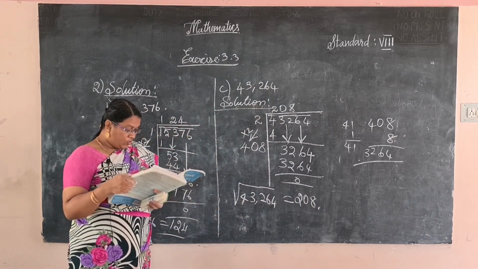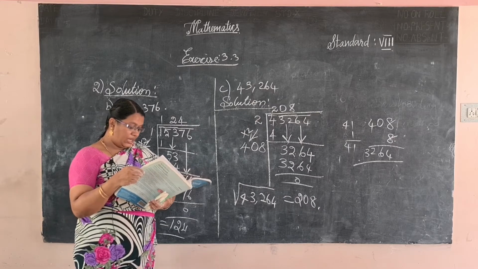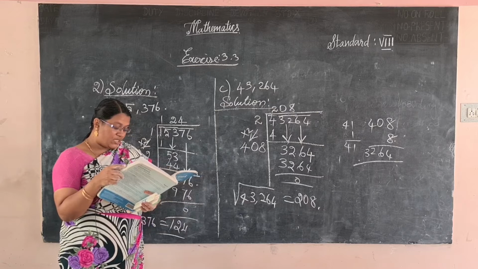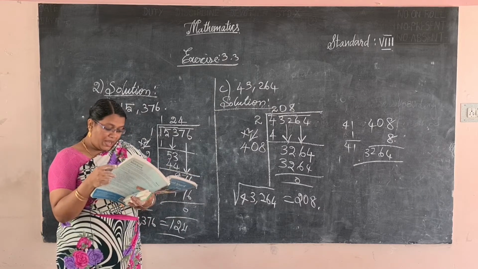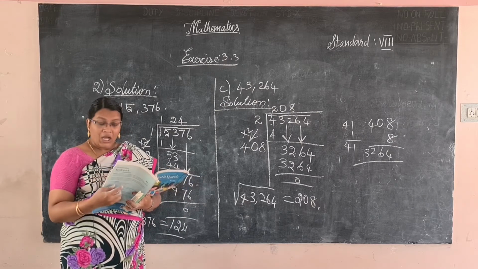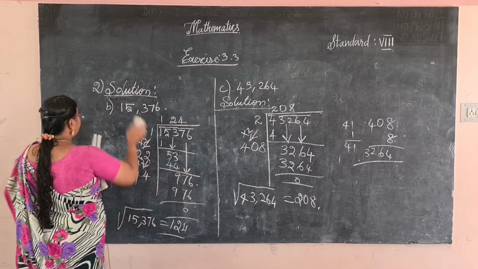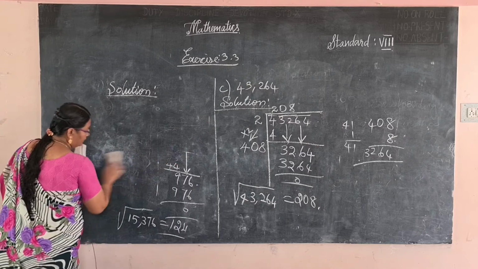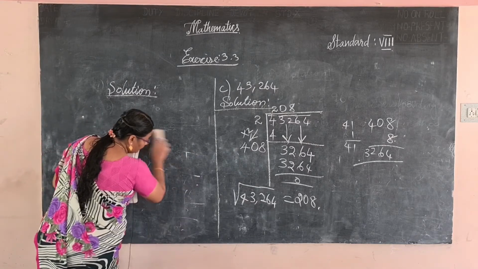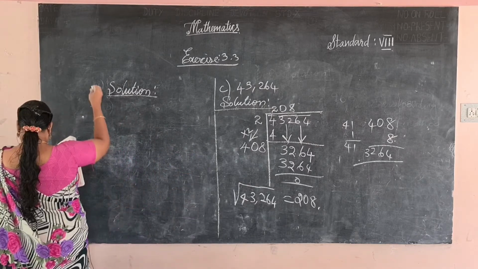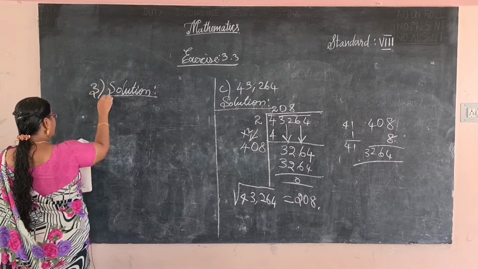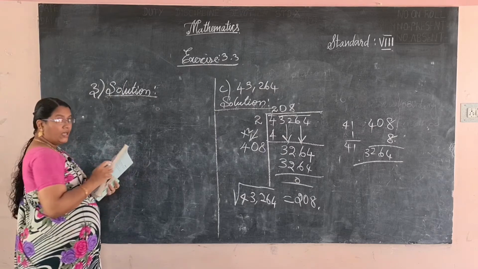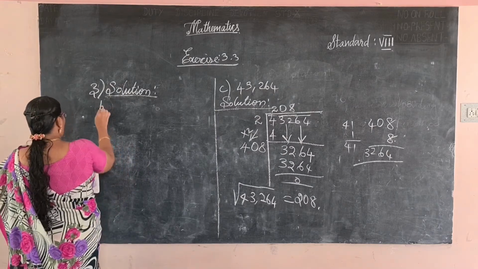Okay, so now move to D. D is homework. A and D are the homework. Third problem: find the least number which must be subtracted from the following numbers to make them a perfect square. The first one is homework. Okay, I will do the next one, the B problem.